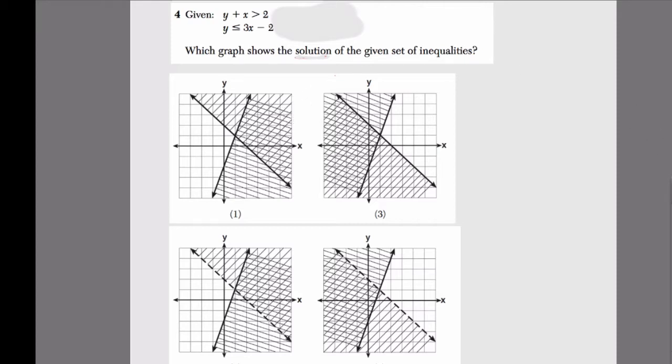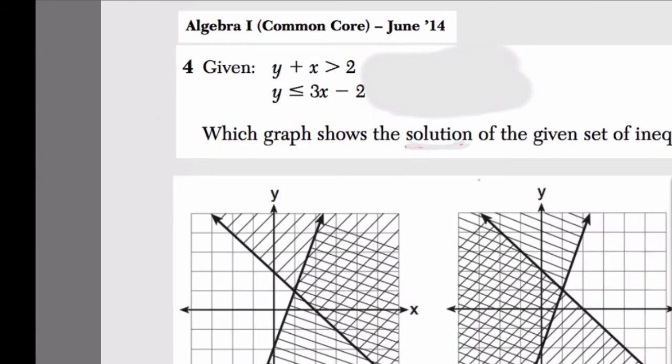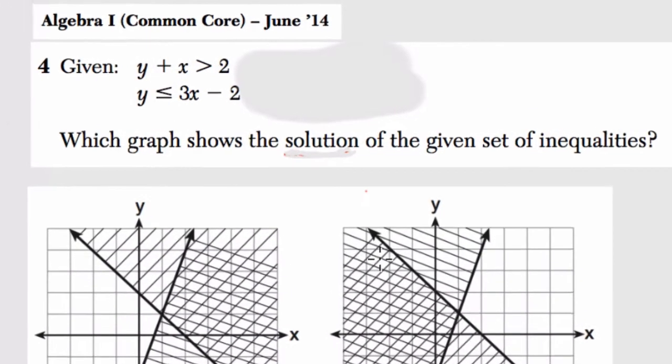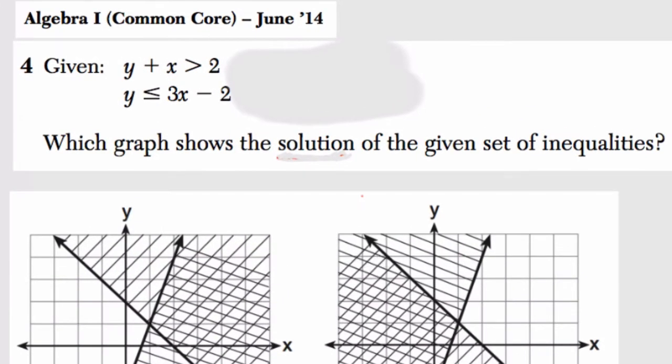In this problem, we're given two inequalities, right? So we're given these two inequalities, and we've got graphs of them. What I first do is write them in mx plus b format. It tends to help me in these problems. You don't have to do it this way. It seems to be really helpful. So what I mean is I isolate y.